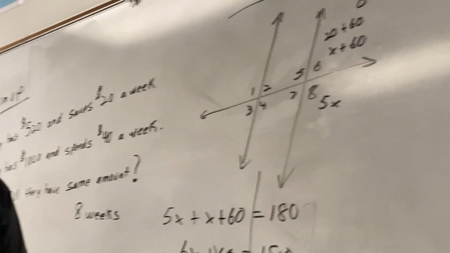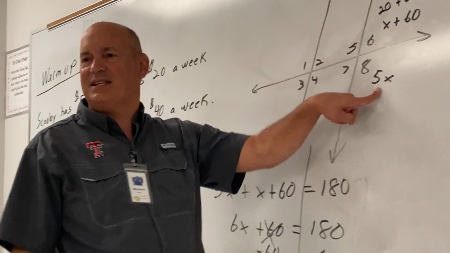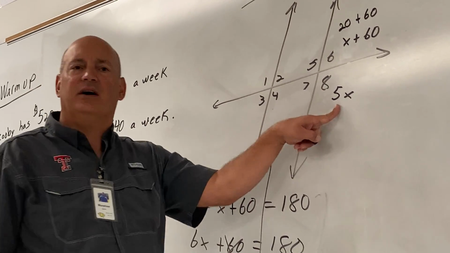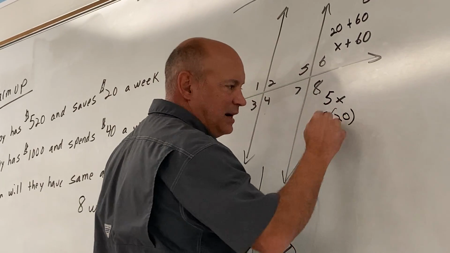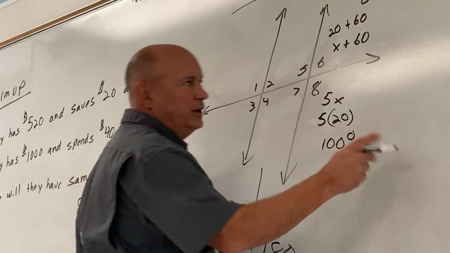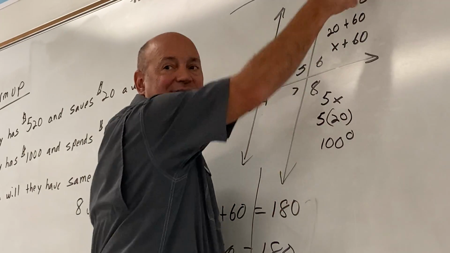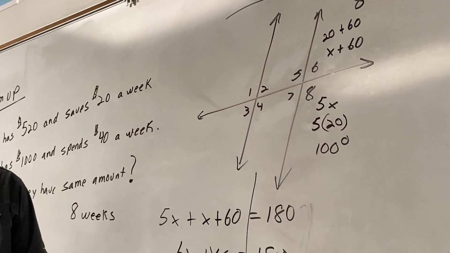Are y'all with it? If that's 80, how big is this one? 100. Because 5 times 20 is 100. Or couldn't you have done 180 minus 80 to get 100 as well?